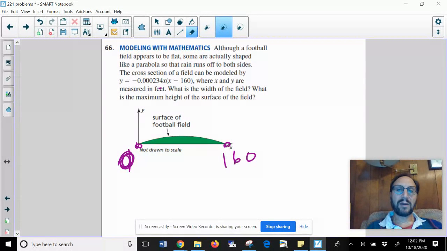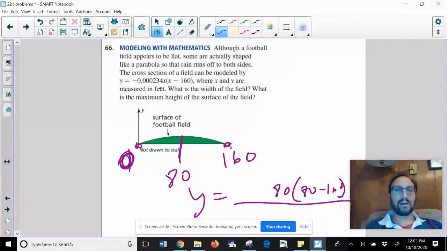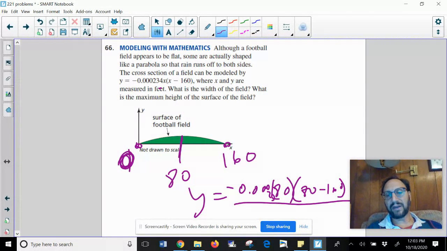Now, the maximum height of the field would be right in the middle. That would be the vertex. The vertex would obviously be halfway between 0 and 160, which is 80. So to get the answer for y, the maximum height, you'd have to put this messy number into a calculator and multiply it out: 80 minus 160, and then that negative 0.00023 times 80 times negative 80. So go ahead and do that, and that'll be your maximum height.